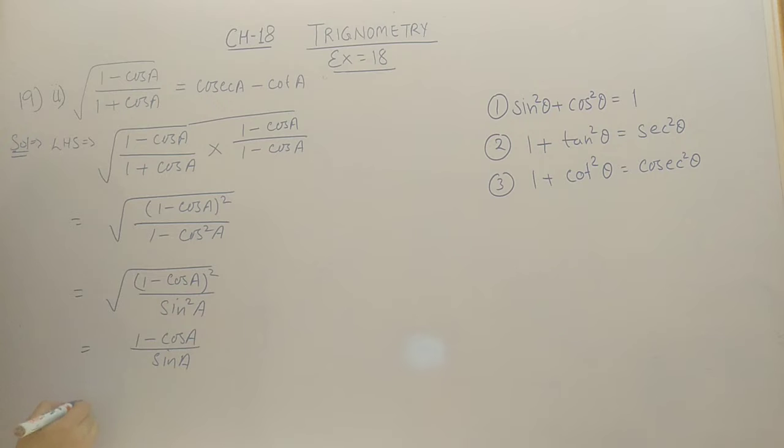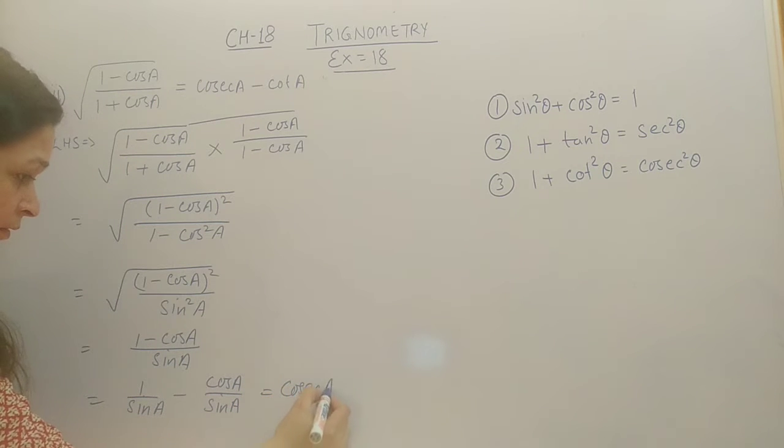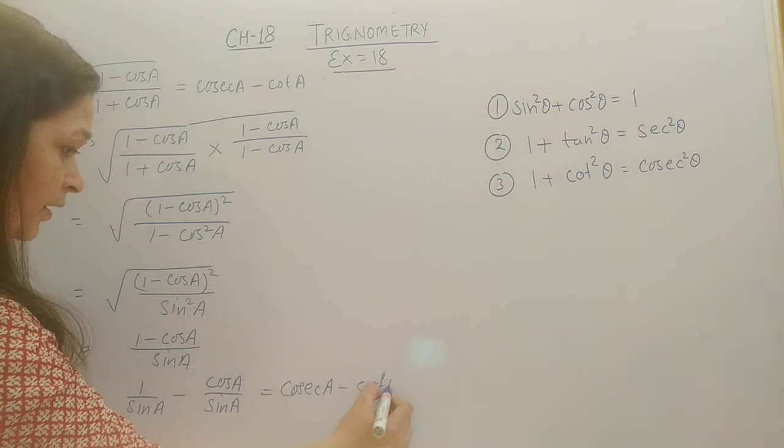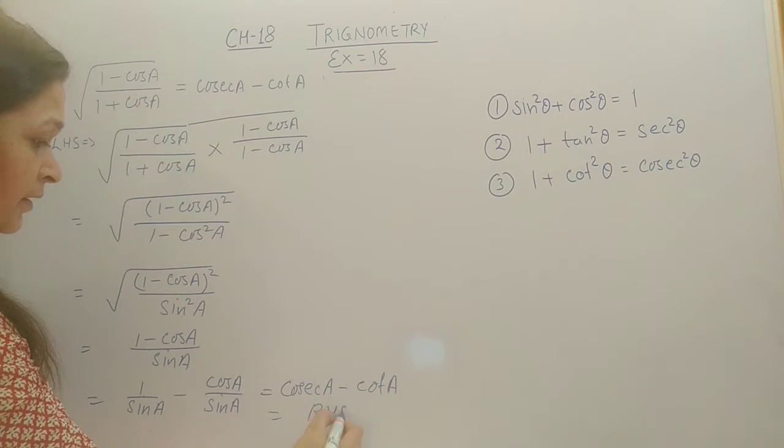which we can split and write 1 by sin A minus cos A by sin A. 1 by sin A is equal to cosec A and cos A by sin A is equal to cot A, which is equal to our right side, hence proved.